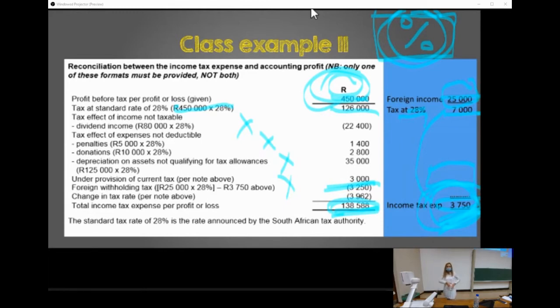Okay, foreign withholding tax, warm fuzzy feeling. Okay, cool. I just quickly want to scan, see our participants here.